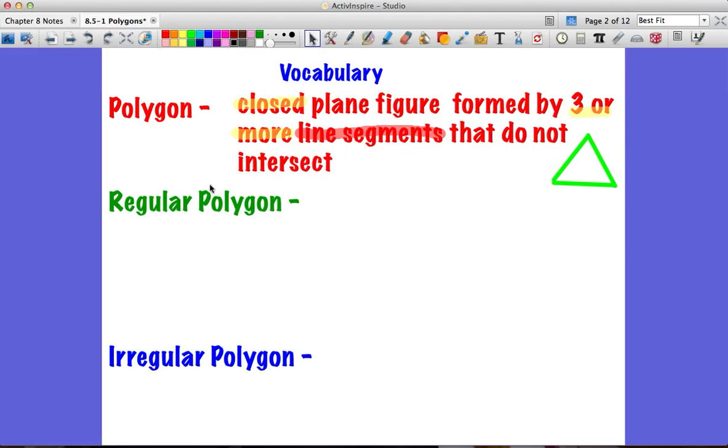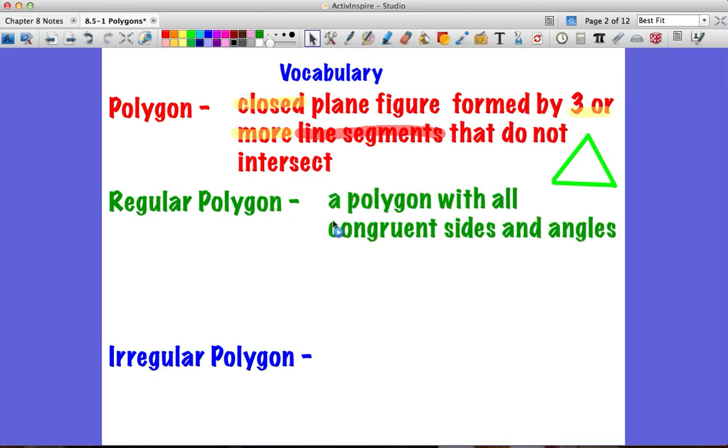A regular polygon. A regular polygon is a polygon with all congruent sides and angles. If you have all congruent sides, that means you have to have all congruent angles. So if they don't show you all of the symbols for congruent sides and angles, it's okay. You can know that if you see that there's all congruent angles, that all of your sides have to be congruent, or vice versa.